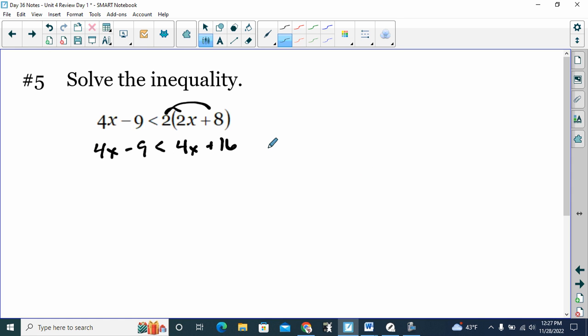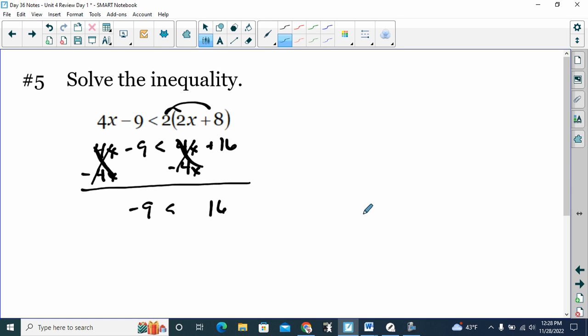I've got x's on both sides. I need to move them over to the same side. I can do that by subtracting 4x from both sides. And notice all of my x's cancel out. 4x minus 4x is 0x. I don't have any x's left over here. I just have 16. And on this side, my 4x minus 4x canceled out, and I just have negative 9.